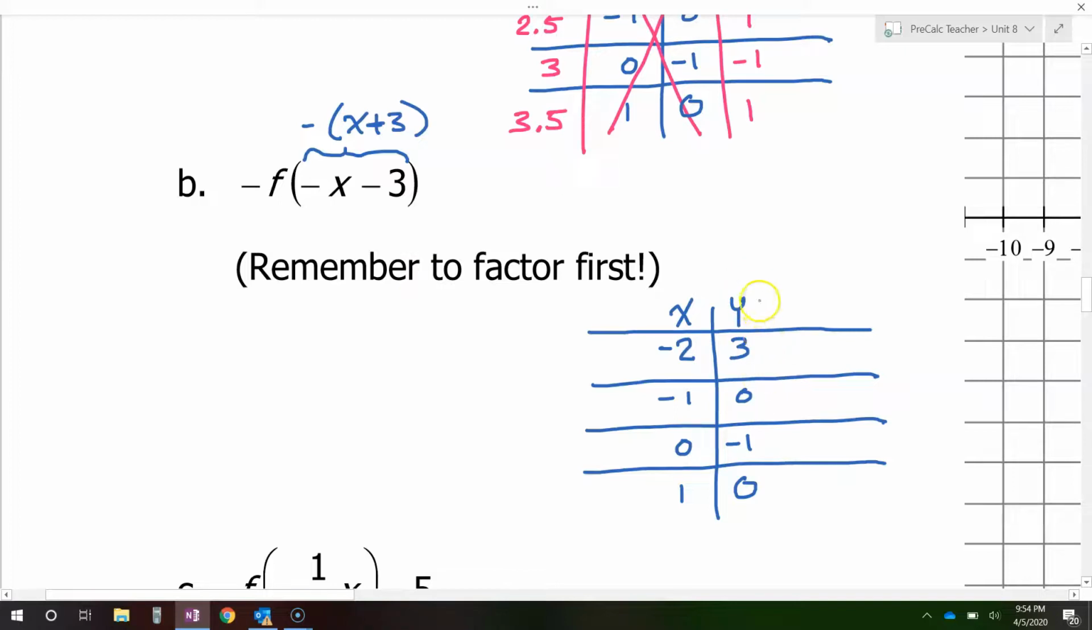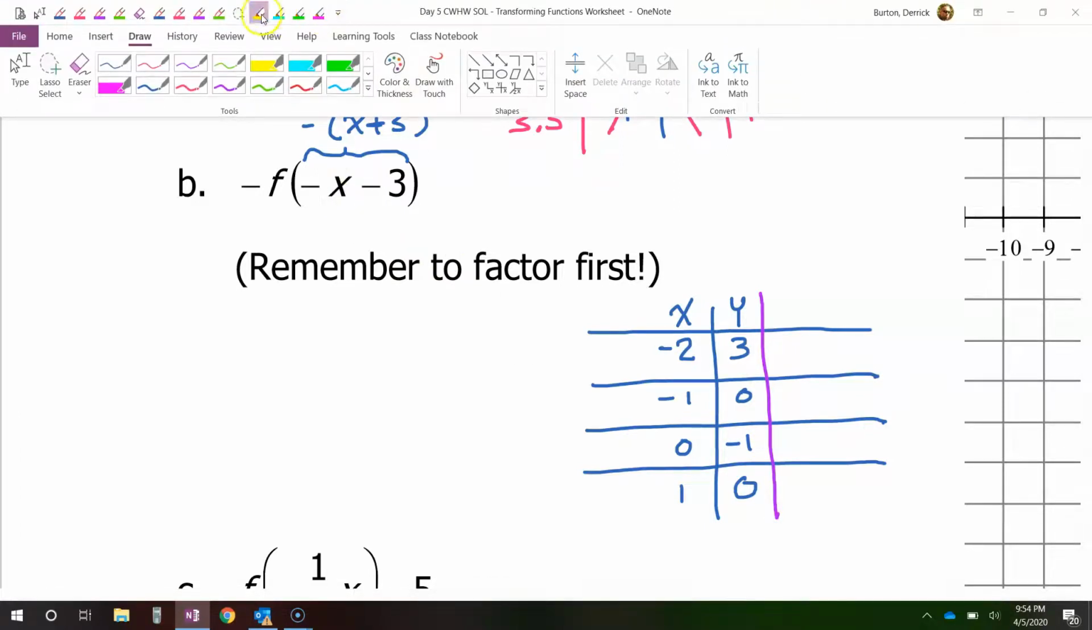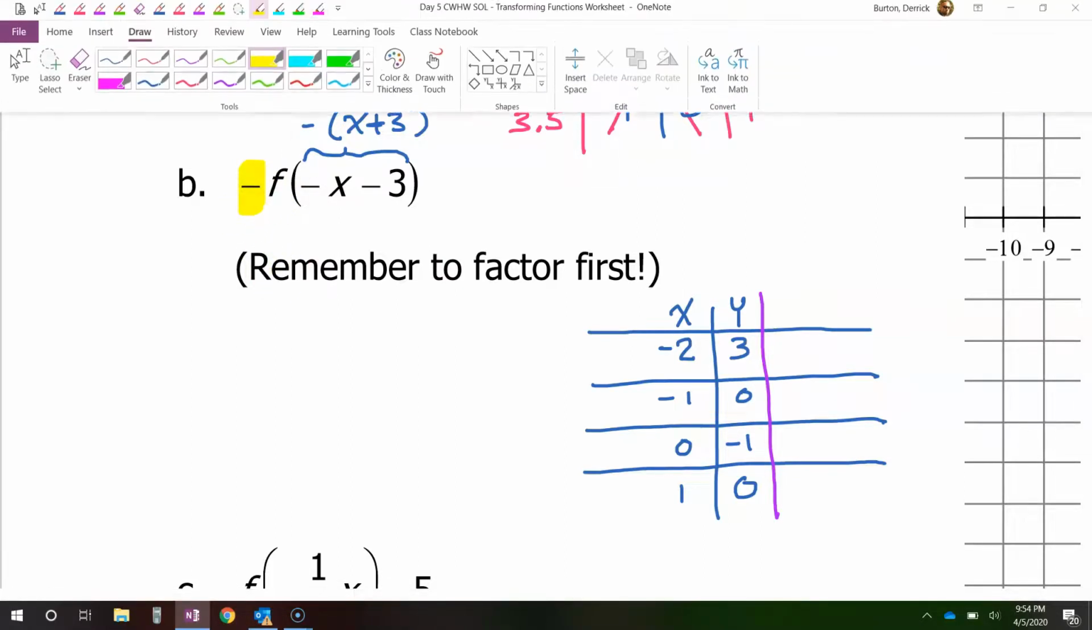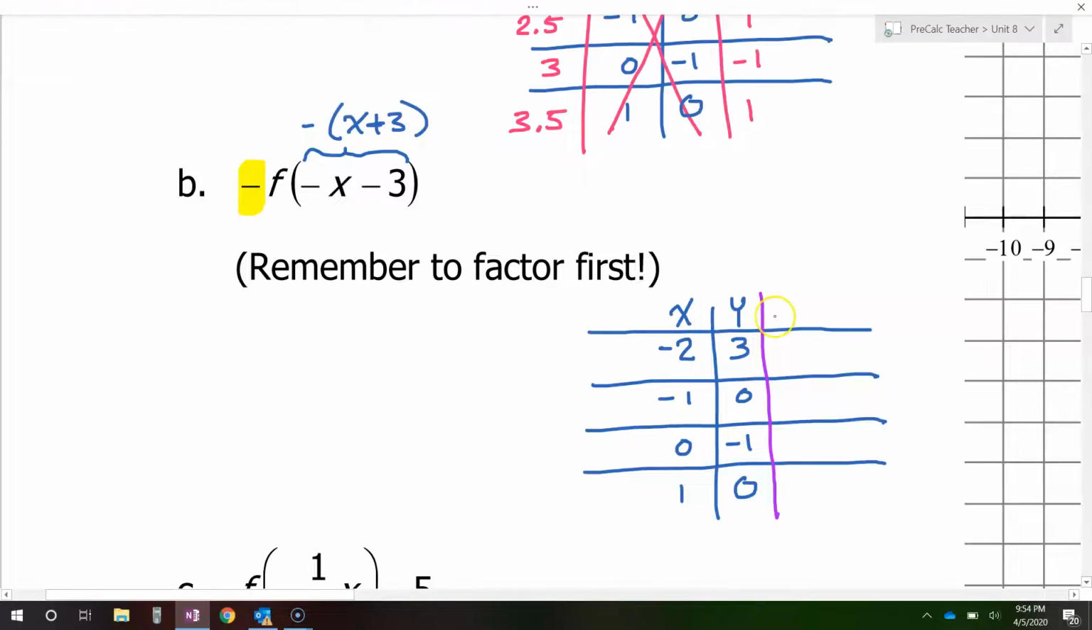Let's start with what's going on with the y values. So the y values are affected by anything that's happening outside the function. So this is the only thing that's going to affect the y values. That's why the y value will be the opposite of y. So this is going to be -3, 0, +1, 0. That's pretty easy. What about the x values?